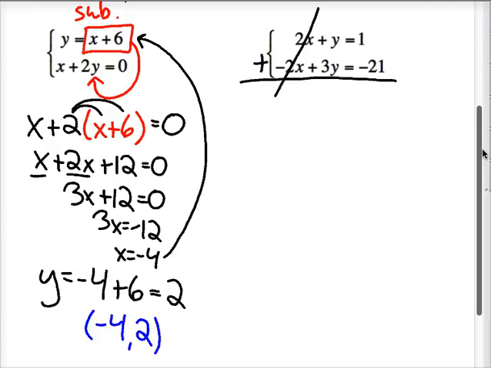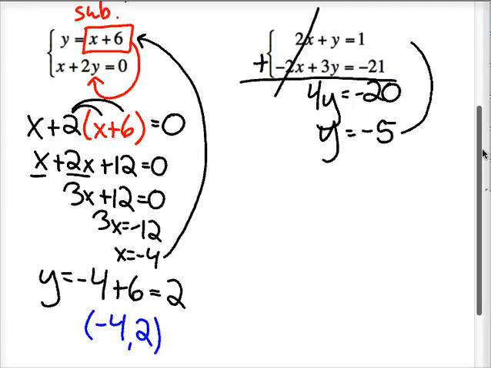Now y plus 3y is going to be 4y. 1 plus negative 21 is going to give me a negative 20. All right, so I divide both sides by 4. So I already know that y is going to be negative 5.